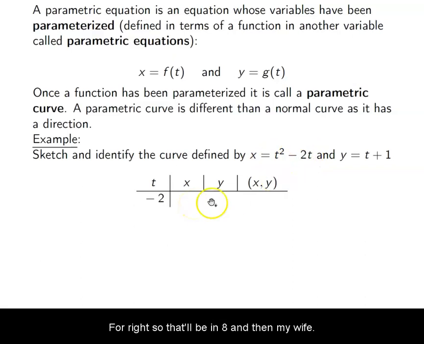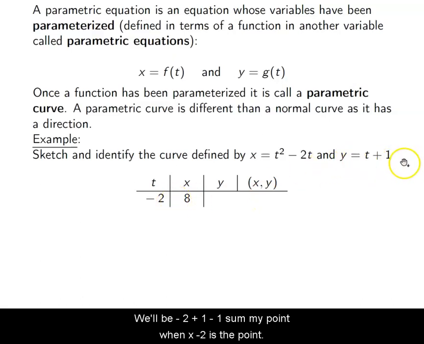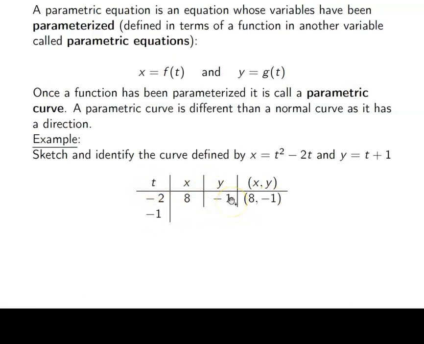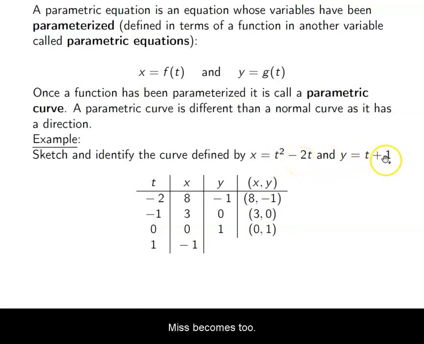so that'll be an 8. And then my y will be negative 2 plus 1, so that'll be a negative 1. So my point when time is negative 2 is the point 8, negative 1. Negative 1 will give me 1 plus 2, so that'll be 3 for x, and this will be 0. So my point is 3, 0. When I plug in 0, x is 0, and this is 1. When I plug in 1, I get 1 minus 2, or negative 1, and this becomes 2.